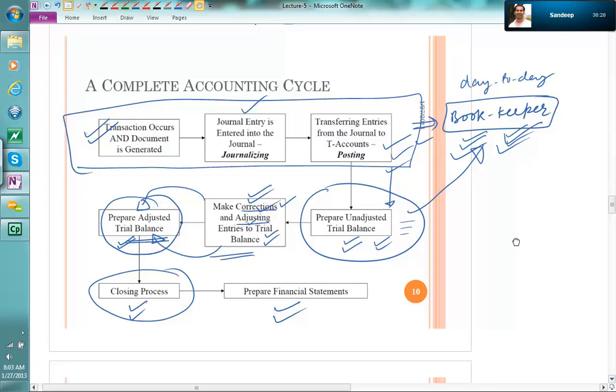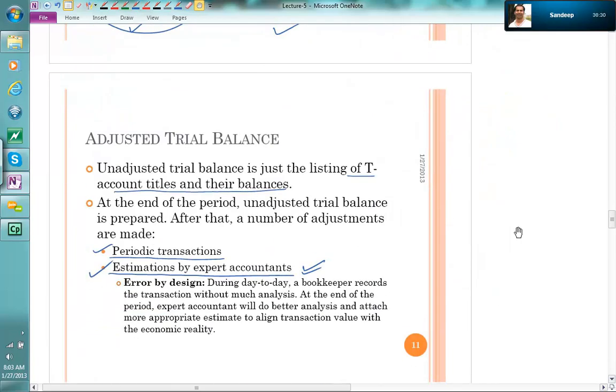Okay, this is a little bit of a new concept. So are you guys clear about it? Like what is trial balance, what are adjusting entries, and what are correction entries?